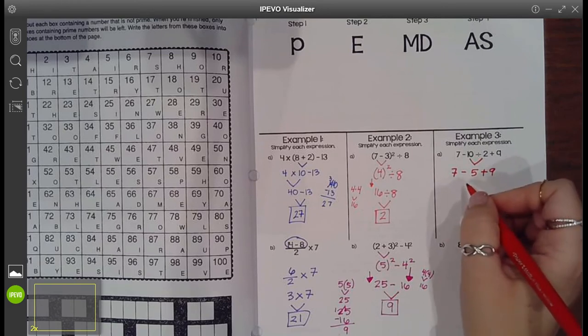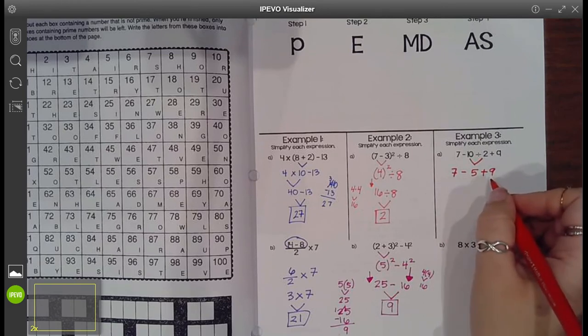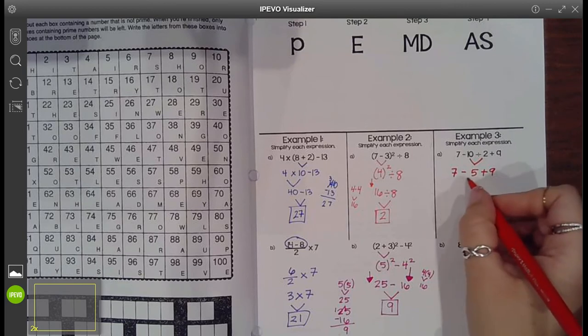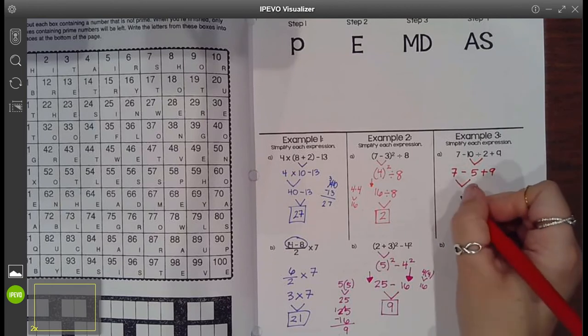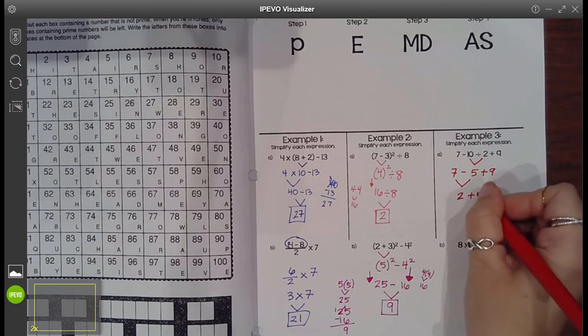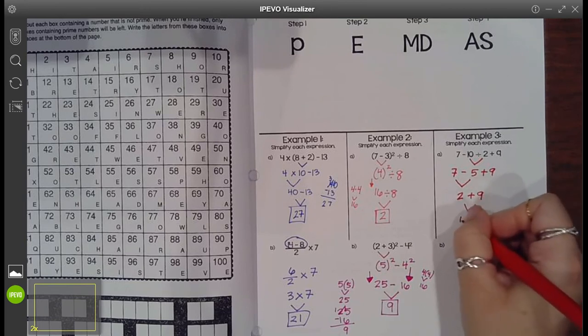All right. There's no more multiplication or division. Now I'm moving on to adding and subtracting from left to right. You don't necessarily always add before you subtract. So I do that first. 7 minus 5 is 2. Bring down your plus 9. 2 plus 9 is 11.